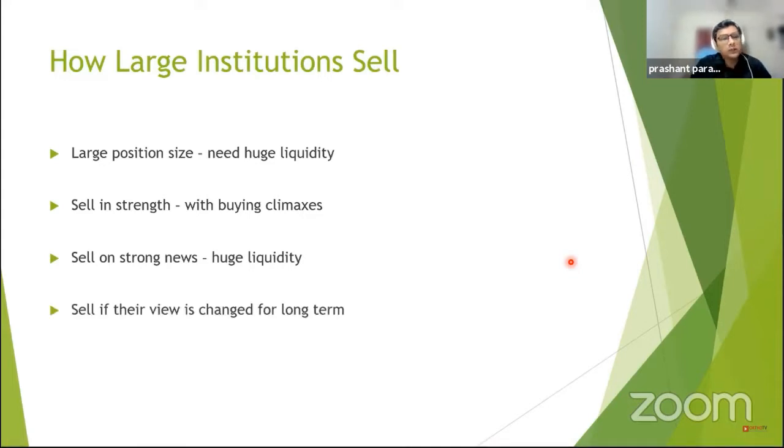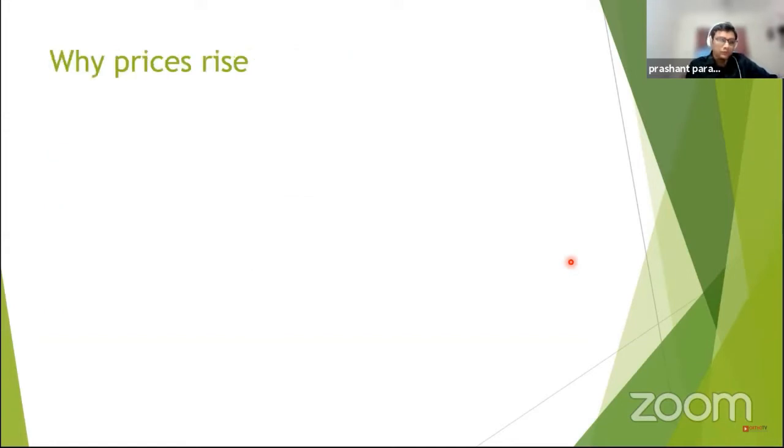Then many institutions sell if their view has changed for the long term. Suppose they have thought that this company is going to perform well in future, but it is not performing, or the management has changed. Then the view of that institution is changed, and at that time they exit at market level. They do not wait for any prices. They just trigger their exit, and all the stocks are exited in a single click. They don't wait for prices to come up or down, because large institutions are market makers. They don't watch any charts.